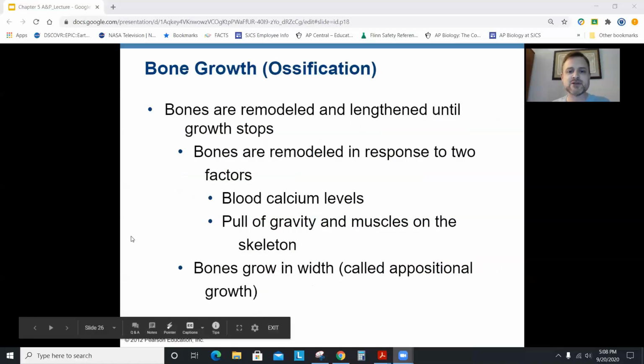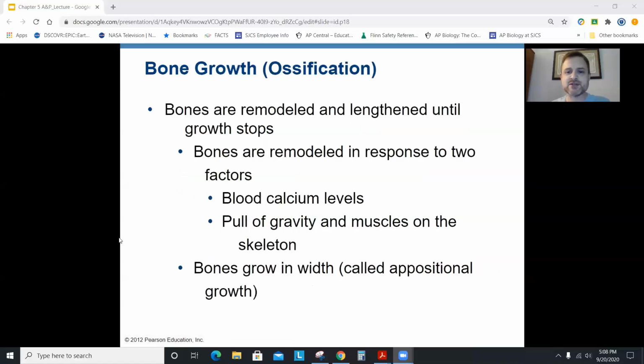Okay, cool. So this is kind of what I said. So bones, they both grow and they're remodeled. There are different factors that control how a bone grows. So blood calcium levels. Obviously, bones need calcium to grow. All right. But also gravity. If a bone is growing, bones tend to... Your body knows what up is and what down is.